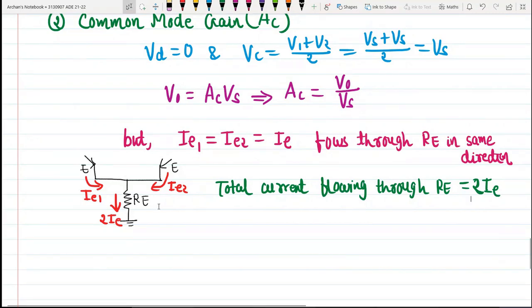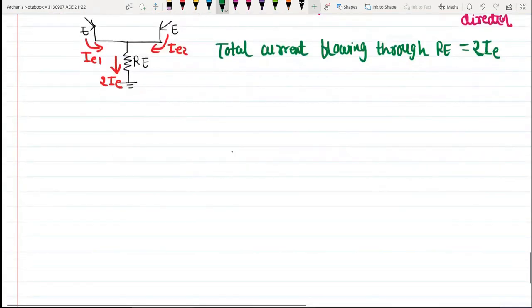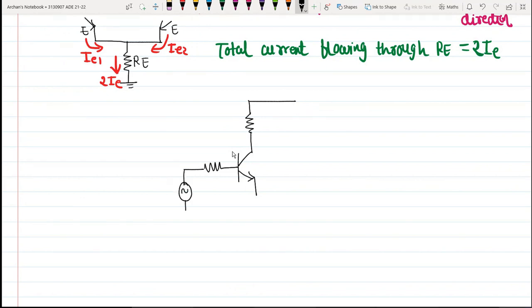This is the equivalent circuit. Let me draw the entire circuit so that we will get a clear idea. So we have this collector resistance RC. This is the collector terminal. This one is the emitter terminal. This is my base terminal where we have provided the input signal Vs. This is Vs. This is the source resistance Rs.